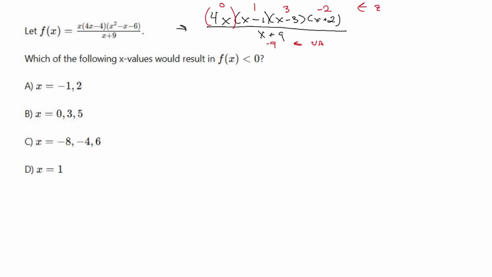So if I were to graph this information so far, and by graphing, I mean we're going to sketch just a regular old graph, nothing fancy. We have negative 9 way over here, a vertical asymptote. We have negative 2 over here, we have 0 over here, we have 1 right here, and we have 3 right here. That's the information that we have so far.